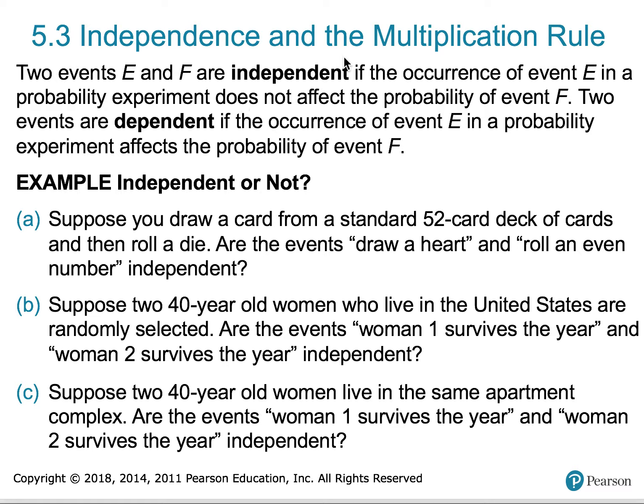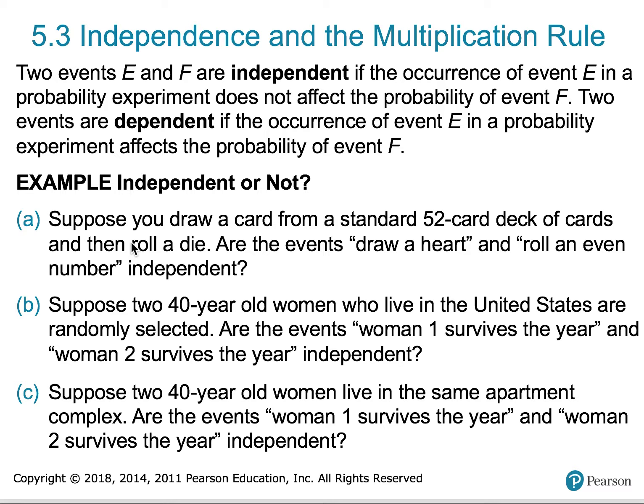So two events are independent if the occurrence of event E in a probability experiment does not affect the probability of the other event. Two events are dependent if the occurrence of E affects the probability of F. So think about flipping a coin twice. Does the fact that you get a head on the first toss have any effect on the likelihood of getting a head on the second toss? Those are independent events. Tossing the coin the first time does not affect the outcome of the second time.